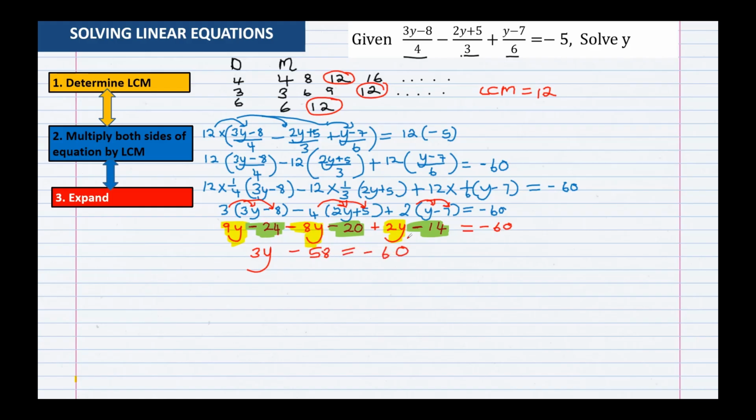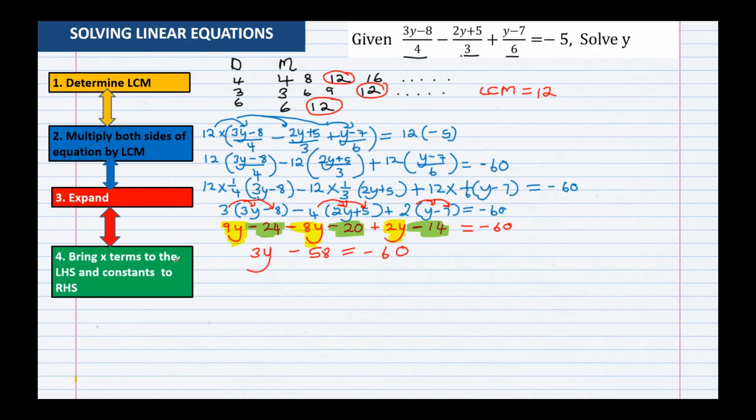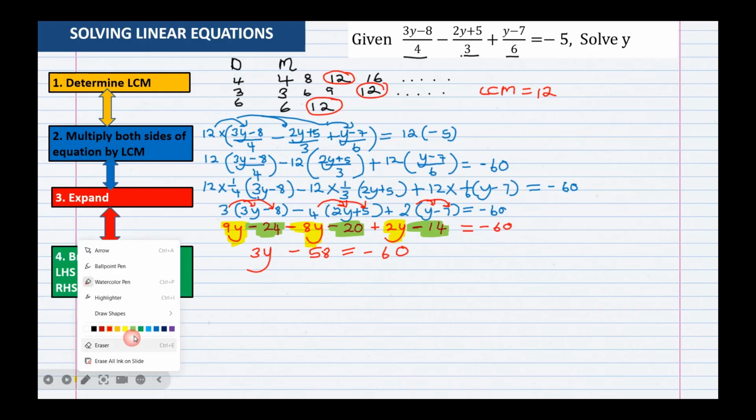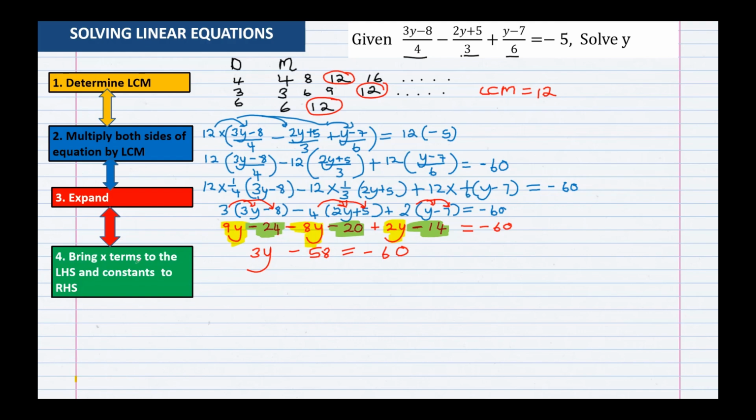Step 4 says we have to bring our x terms, okay, that's supposed to be y. So bring our y terms to the left-hand side, the terms with the variables on the left-hand side, and all the constants on the right-hand side. We have this one on the left-hand side, so this is fine. But this −58, we have to get rid of it. So we write 3y − 58. How are we going to get rid of this? We're going to add 58, because we want to make it 0. And because we're adding 58 on the left-hand side, we have to add 58 on the right-hand side.